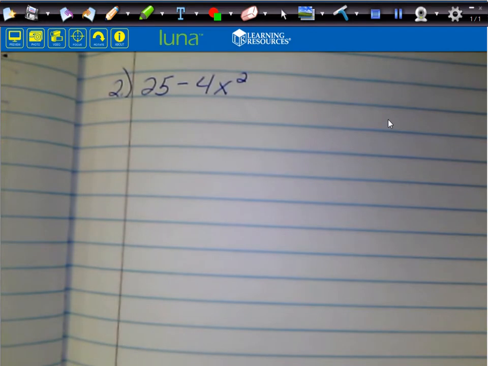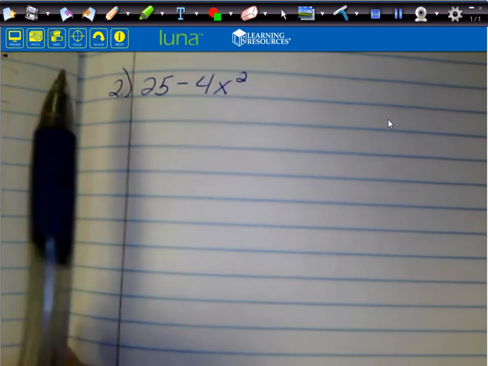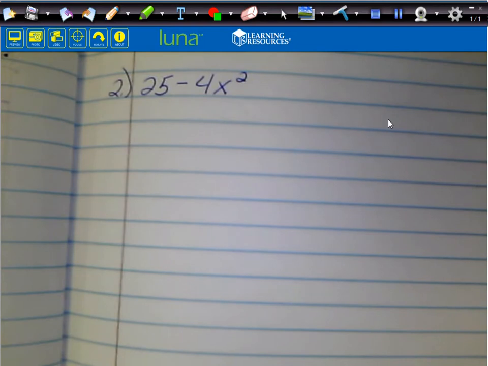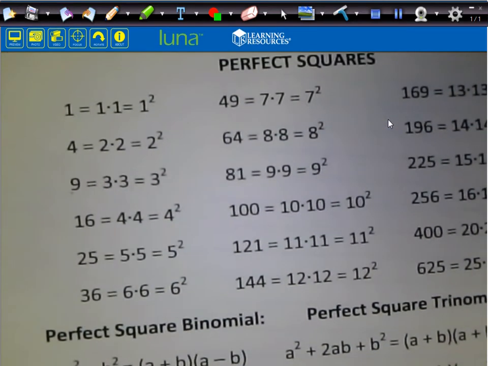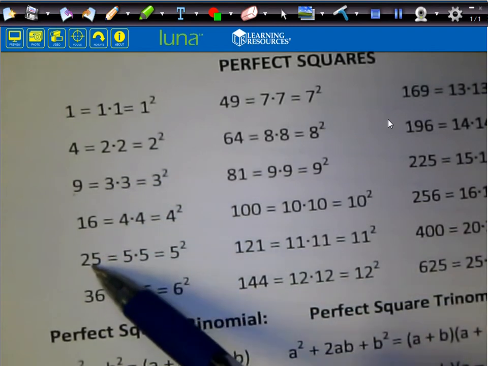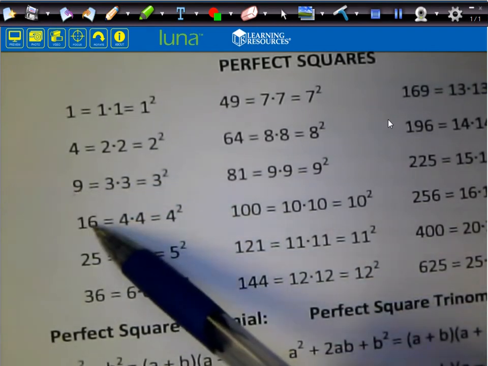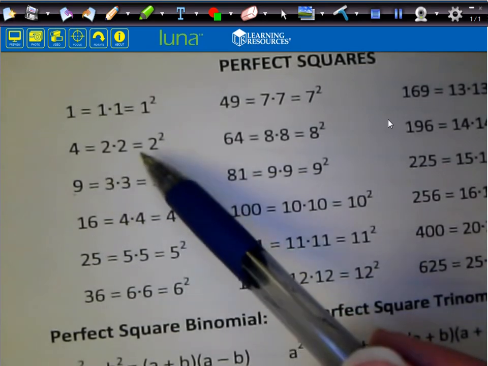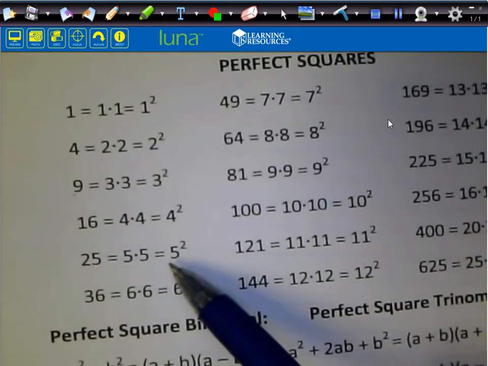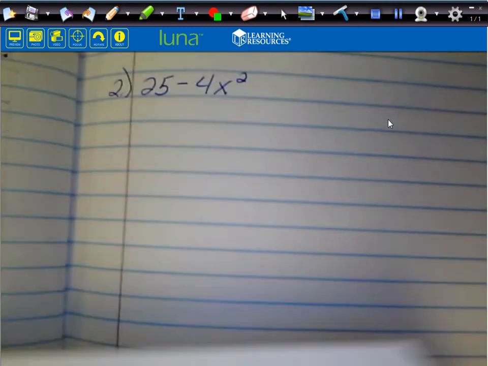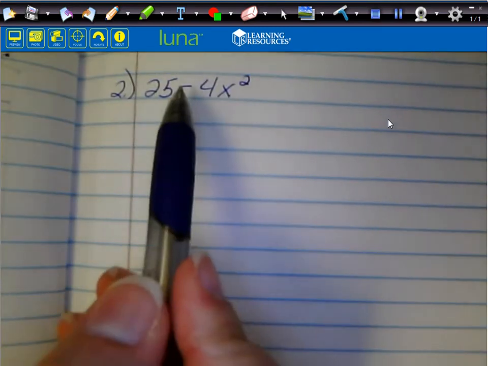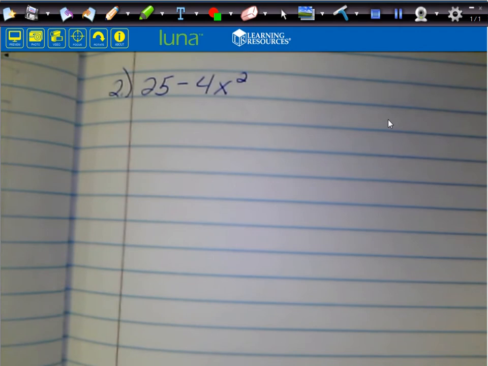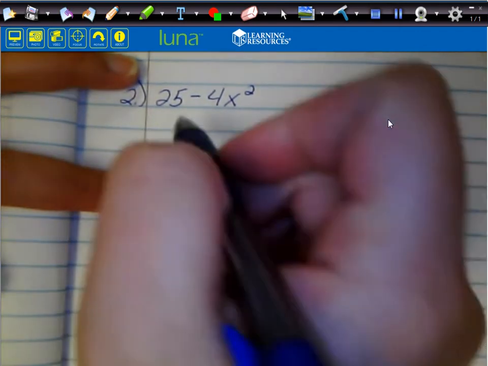So then since it's a binomial, I'm going to look to see if it's a perfect square. So I have 25 and 4, and if I need to, again, I can check my list. 4 and 25 are both on my list of perfect squares. 4 is 2 times 2, or 2 squared, and 25 is 5 times 5, or 5 squared. So they both are perfect squares. There's also a minus sign in the middle right here. So this is the difference of perfect squares.